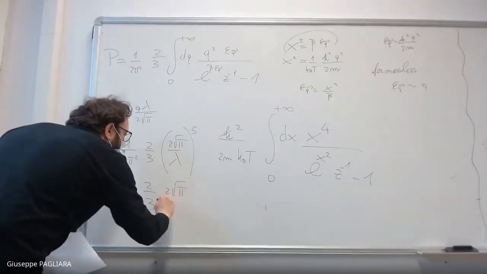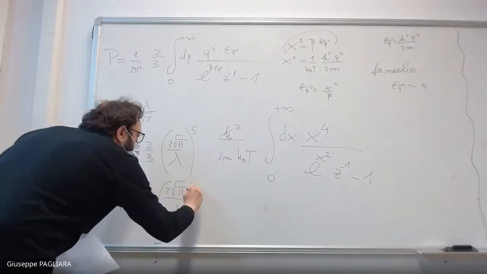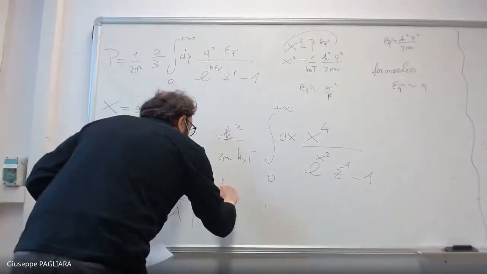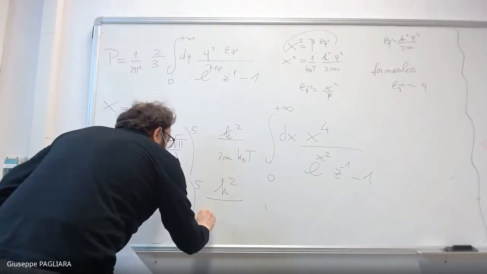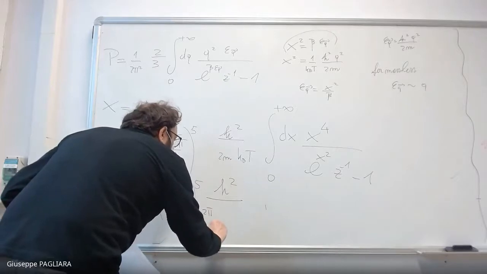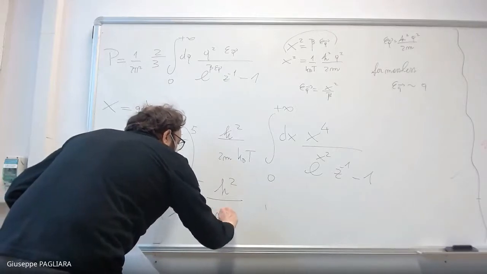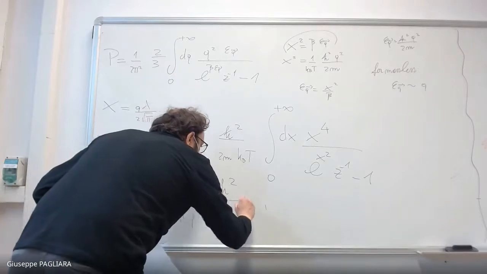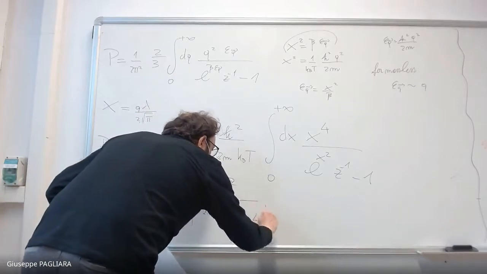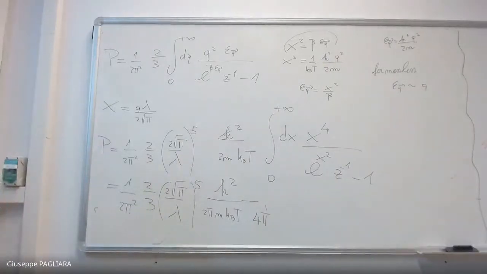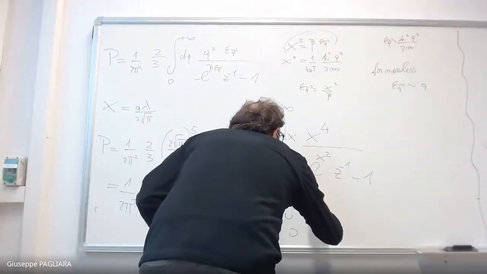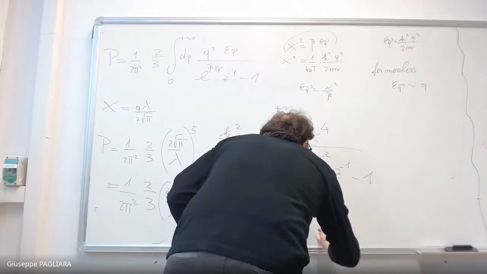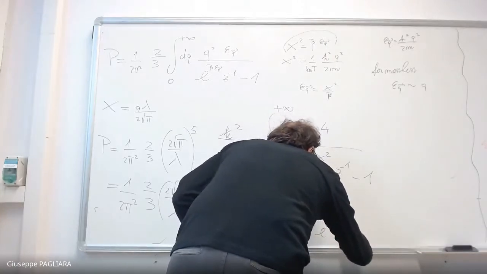Then I have here to the power of 5. Here I have h squared divided by, let me put a 2 pi here, m kBT. Then I have a 4 pi left. And then I have the integral from 0 to plus infinity dx, x to the power of 4, over z^-1 e^(x^2) minus 1.